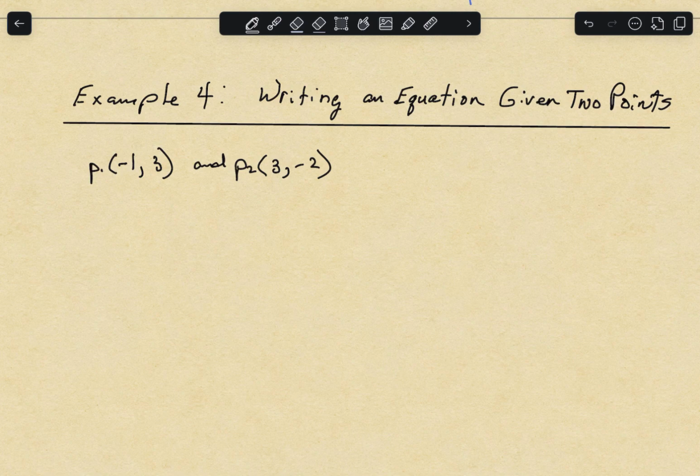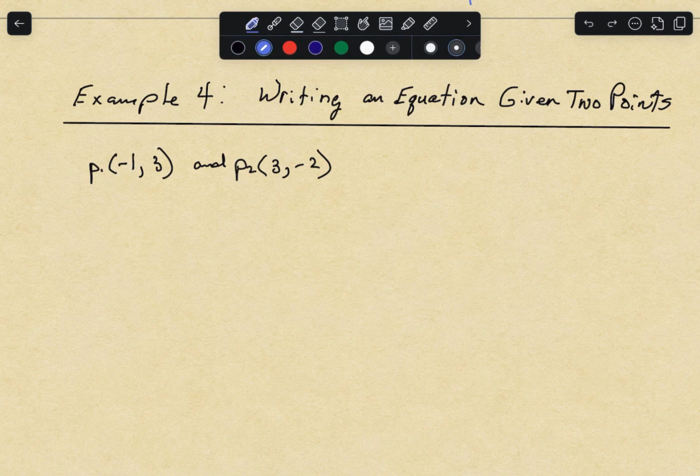Okay, in example 4, we talk about writing an equation given 2 points. Now, sometimes you're not given the slope. You're just given 2 points that could be anywhere on that graph. So it's going to be a little bit trickier, but it's not that much trickier. So the best thing to do is to go ahead and write your equation down. You want to start with blue here.